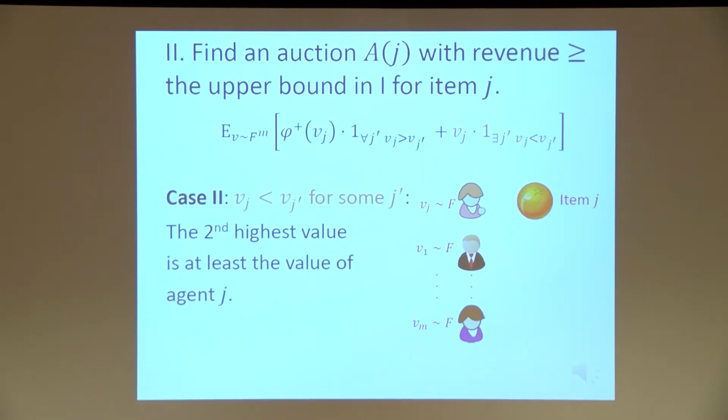And the other case is that there is some other agent with a higher value. And in this case, he pays at least the second highest value, which is higher than agent J's value, because he didn't win. Okay. And in this case, we get this term. So this mechanism covers item J's contribution to the expected revenue.